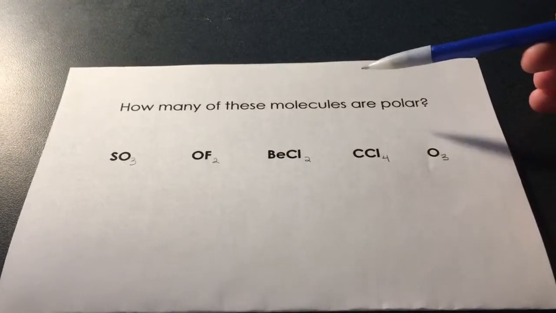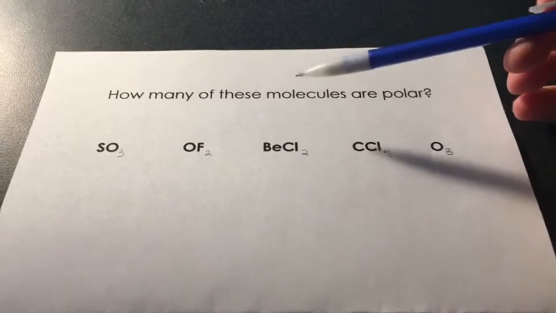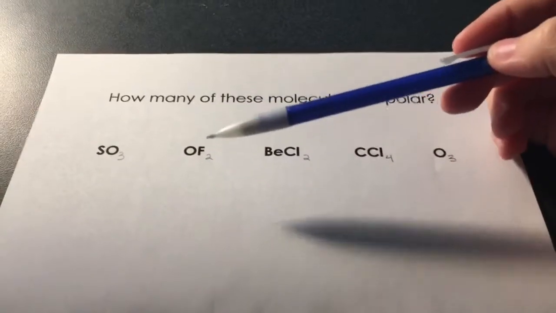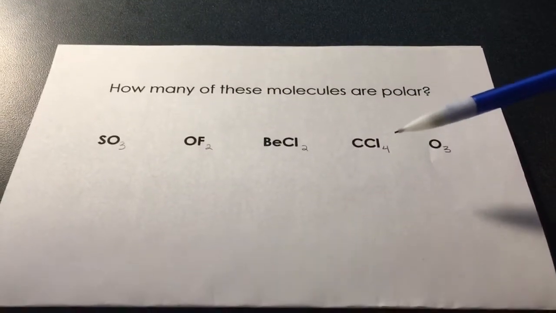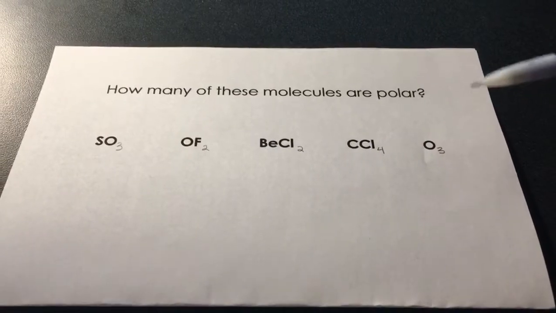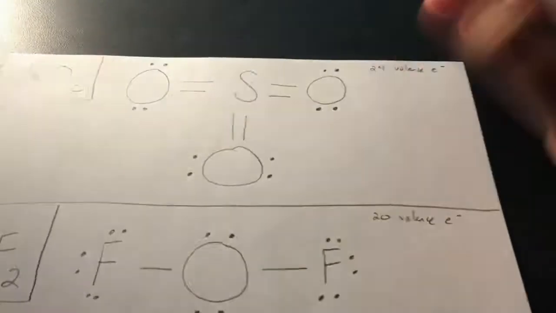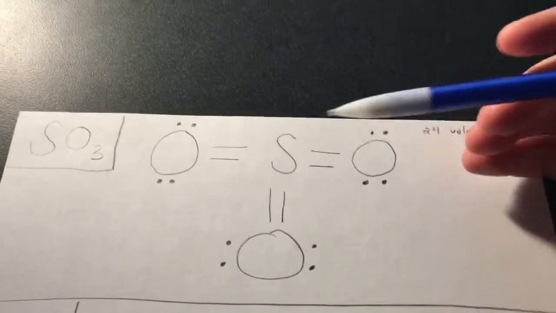The question we are asked today is how many of these molecules are polar? The molecules include SO3, OF2, BeCl2, CCl4, and O3. Now, what we're going to do first to determine if these are polar is draw Lewis structures. I've taken the liberty of already drawing this Lewis structure out, but I'm going to walk through how I did it.